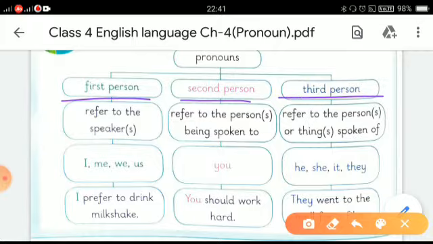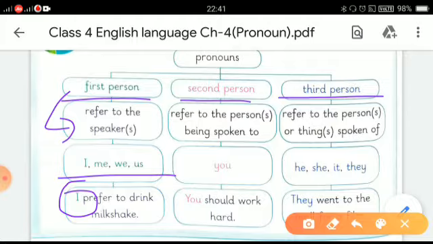And what are the first person pronouns? First person pronouns refer to the speaker, as I am speaking. Examples are I, me, we, and us. In a sentence, we can write, I prefer to drink milkshake. So in this sentence, I is a first person.